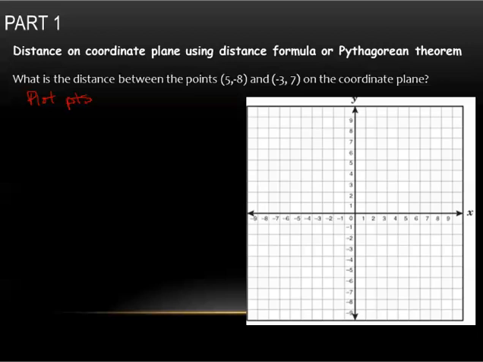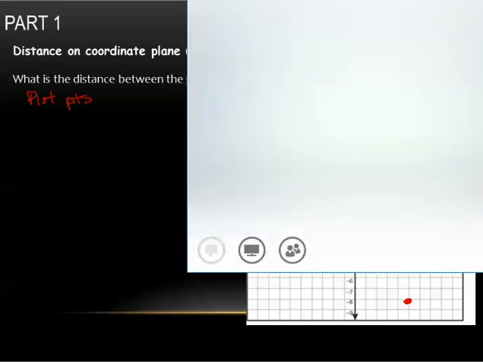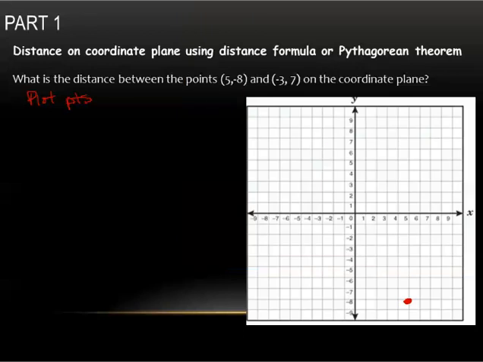So I have a 5 and a -8. So there's that point right there. It's kind of off a little bit, but it's there. And then my second point is -3, 7. There we go. I'm going to come over here and add a straight line, because if I tried to draw it, it would not be straight.